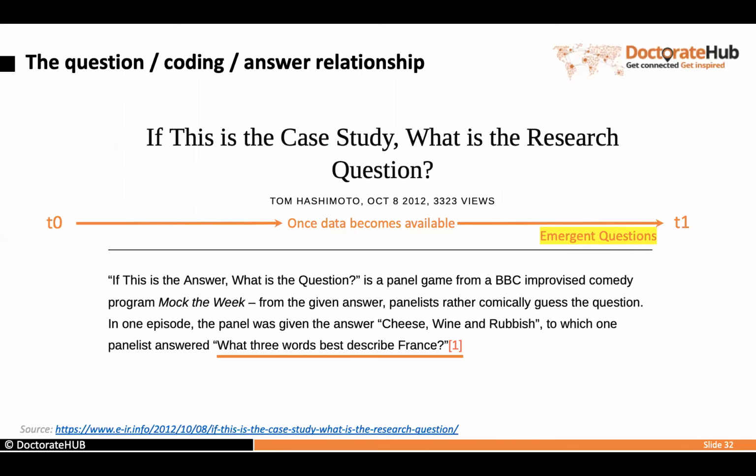We talked about data earlier and how data can help us frame the question. And indeed, there's a relationship between the question, the coding, and the answer. Or, as this case shows, what 3 words best describe France? Now, you unlikely would come up with the answer cheese, wine, and rubbish if you don't hold that information. Once you hold that information, the question is easily extracted.